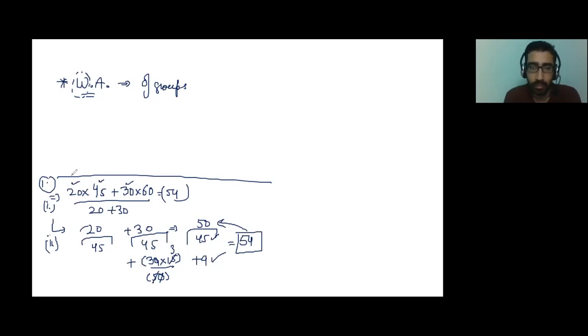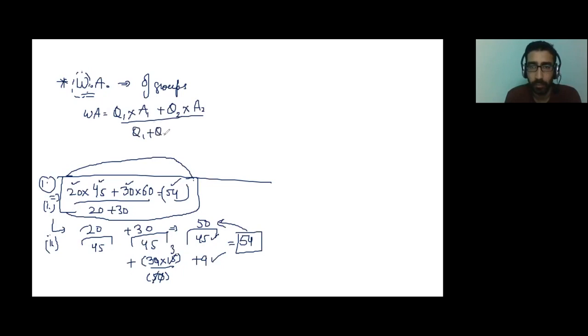So, focus here, please, on this. 54 is the average, yeah? So let me call this the weighted average. Weighted average is essentially nothing but quantity 1, which is 20 students here, into average of group 1, plus quantity of group 2, number of students here again, into average of group 2, upon quantity 1 plus quantity 2.